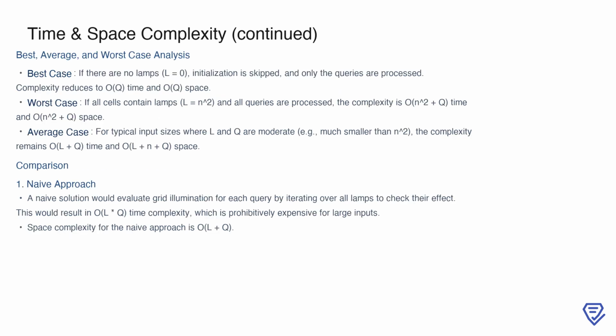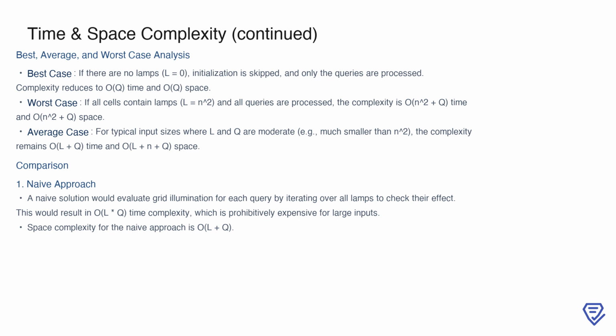To better understand the algorithm's performance, let's analyze it under different scenarios. In the best case, if there are no lamps at all, the initialization step can be skipped entirely. Here, only the queries are processed, which simplifies the time complexity to O(Q), and the space complexity also to O(Q). On the other hand, in the worst case, if every cell in the grid contains a lamp, then L equals n squared, and processing all queries results in a time complexity of O(n² + Q) and a space complexity of O(n² + Q).